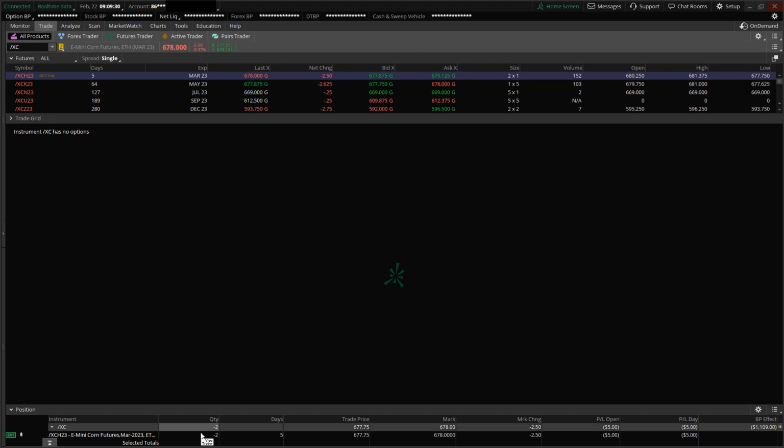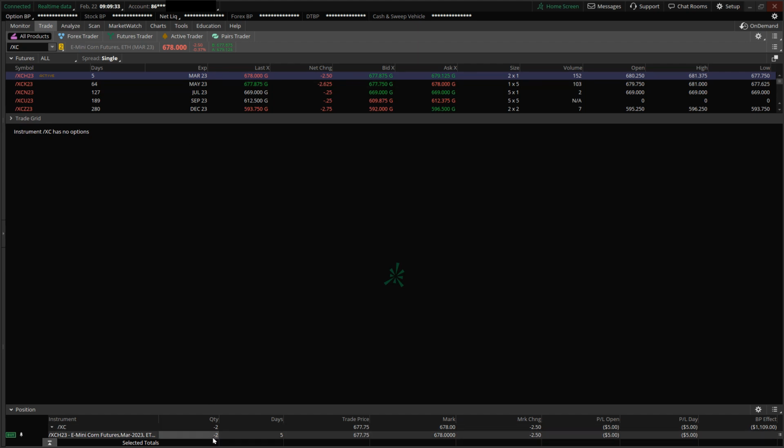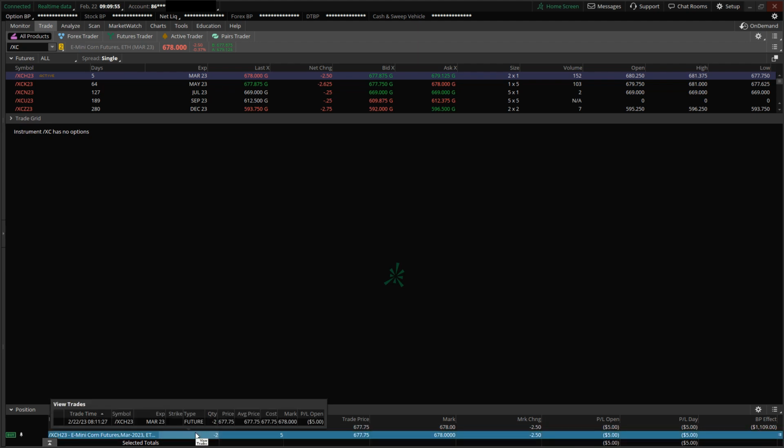And what I'm showing down here is that I have a -2 position. So this is showing that I am bearish on corn, anticipating a move to the downside. That's why it's showing a -2, because I shorted 2 contracts. The short contract was at 677.75. And since entering this trade, the trade is now down $5. If I click on the trade confirm, this short was entered at 8:11 this morning, and so that's the current status.